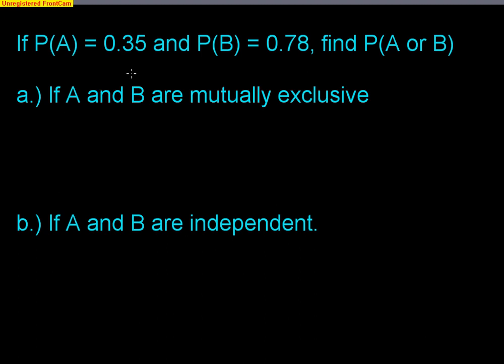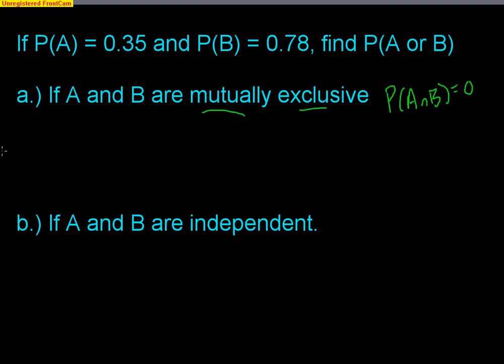Okay, I see this problem all the time on the AP test. If the probability of A is 0.35 and the probability of B is 0.78, find the probability of A or B under 2 scenarios here. The first scenario is A and B are mutually exclusive. Okay, you just got to remember what this means. Mutually exclusive means that A and B is equal to 0.